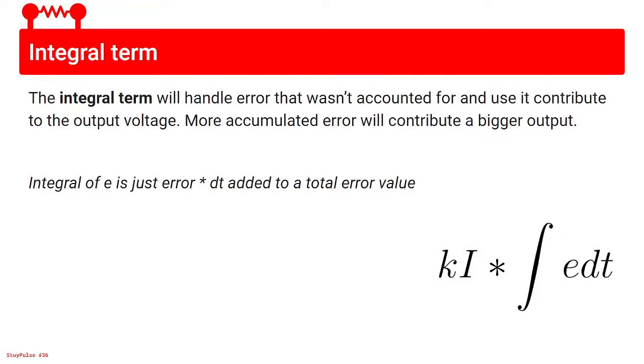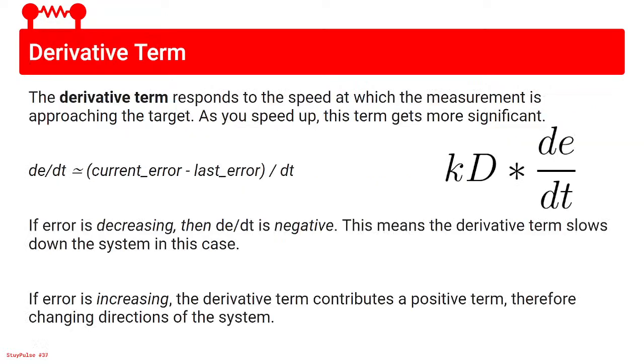If this is confusing, you don't have to worry about it, because I'm going to tell you that you don't want to use it in a second anyway. But then the derivative term is responding to the speed at which the measurement is approaching the target. What this means is, if your measurement is approaching the target, you're going to have some sort of change in error. That's what that term dE over dt is.